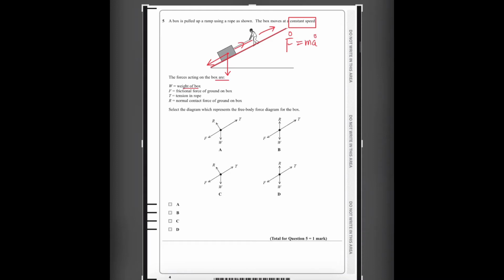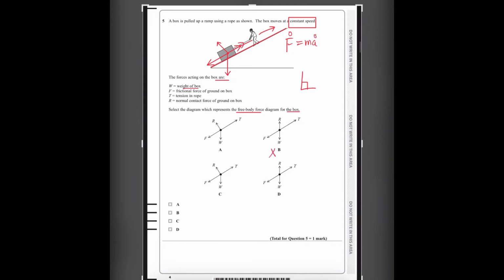Normal is basically at right angles. So at right angles to the surface would be this. This would be the normal and this would be the tension. So let us see: select the diagram which represents the free body force diagram for the box.